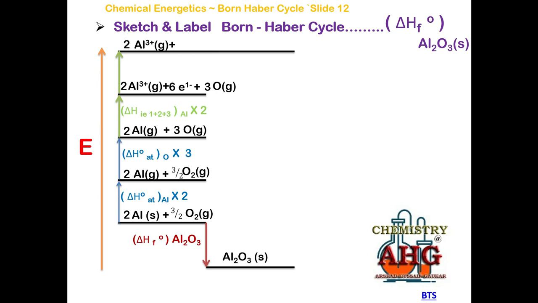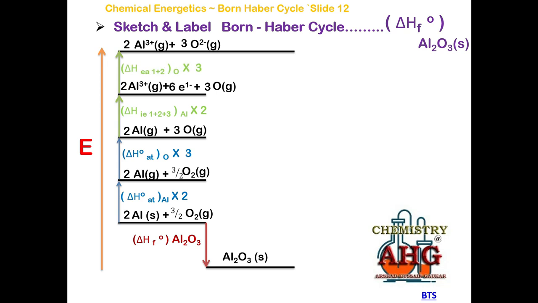Electrons will disappear, because electrons will be gained by oxygen. Oxygen has become oxide ion multiplied by 3. So you can see all the electrons have disappeared because they have been gained by oxygen. What will the enthalpy change of this step be known as? This enthalpy change is known as electron affinity, and it is the first plus second electron affinity of oxygen multiplied by 3.